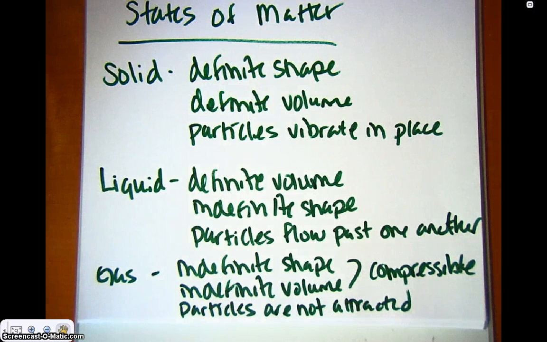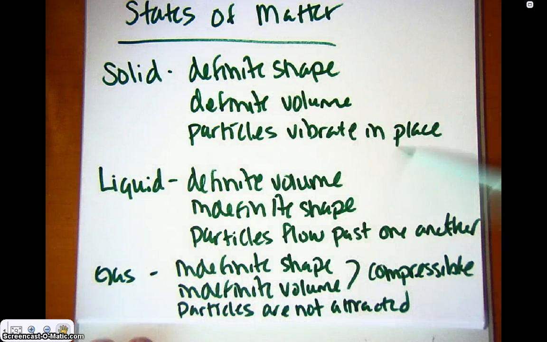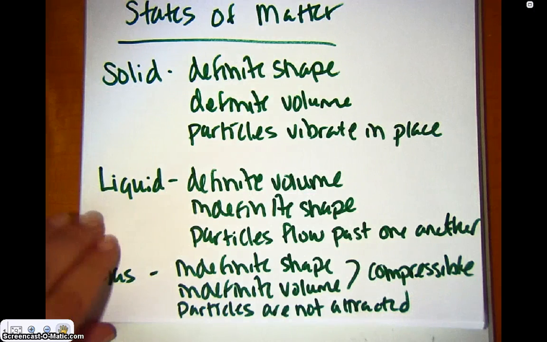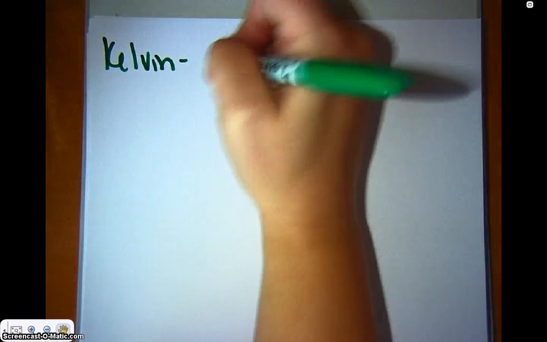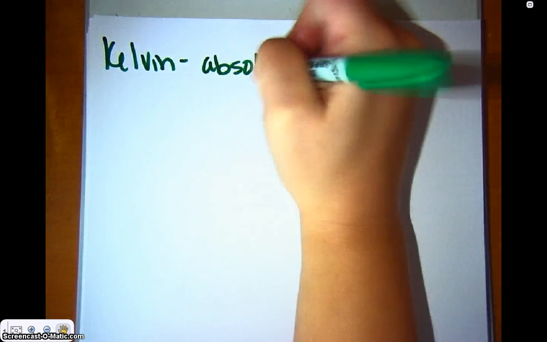Okay, so we have solid, liquid, and gas. I'm going to talk further in the next video about phase changes. Phase changes is when you go from one state to another, and temperature affects whether you're a solid, a liquid, or a gas. In chemistry, we use two different temperature scales: Celsius and Kelvin. I'm going to talk a little bit about Kelvin to begin with. Kelvin is known as the absolute temperature scale.